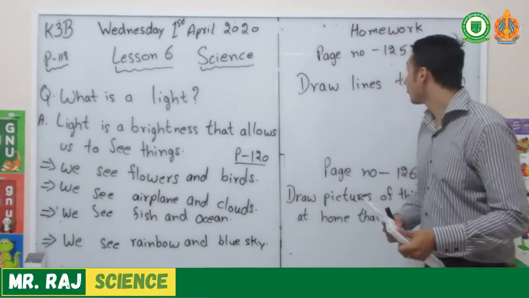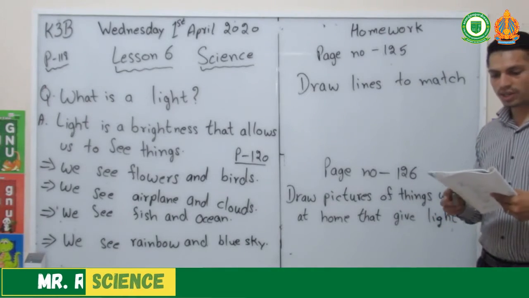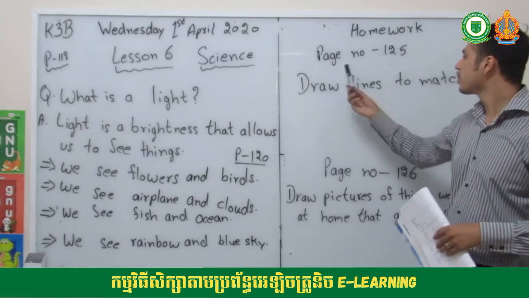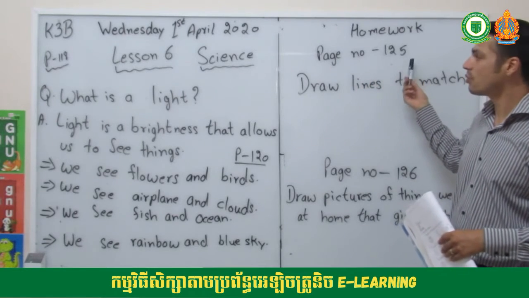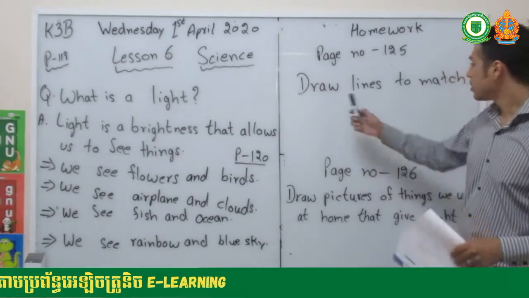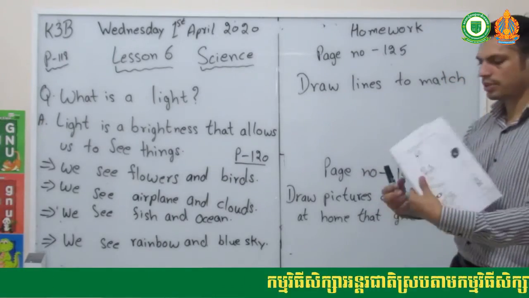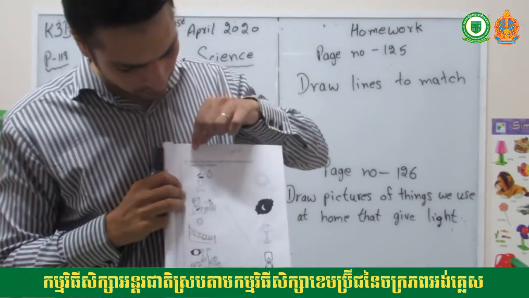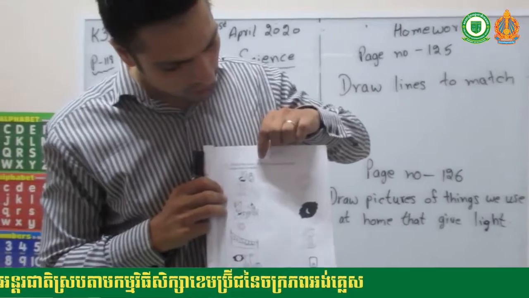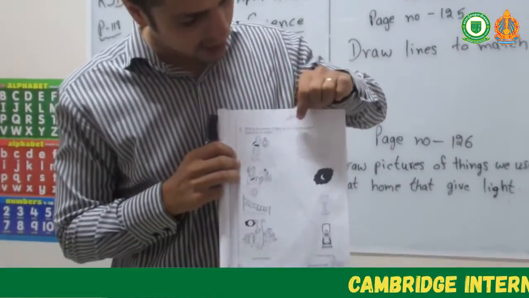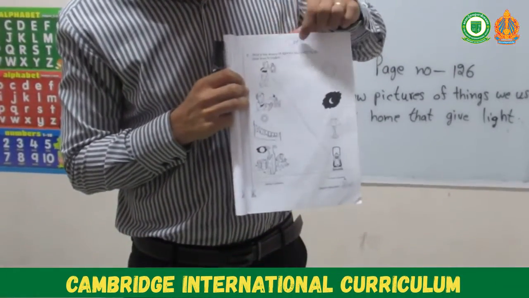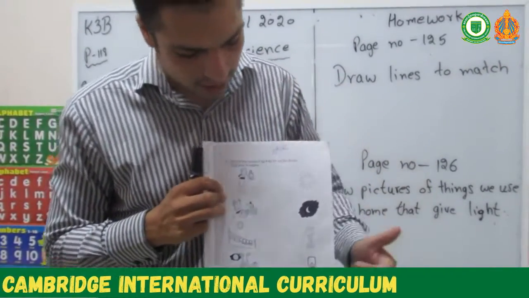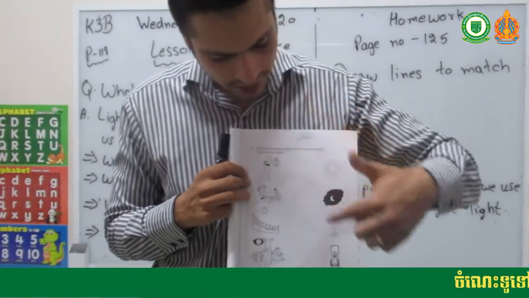So now coming on to homework. Your first homework is go to page number 125 and draw lines to match. I will show you on the book. On page 125, what is the source of light for the activity we do? Draw lines to match, like you can see one here.